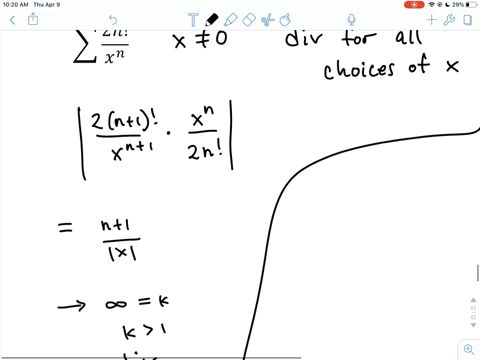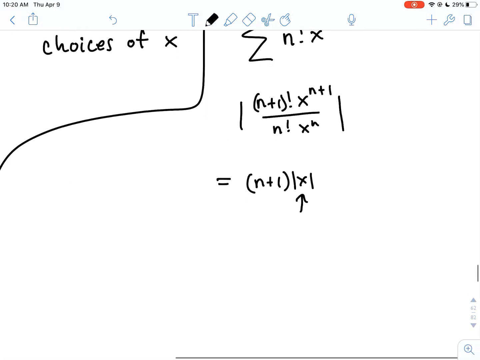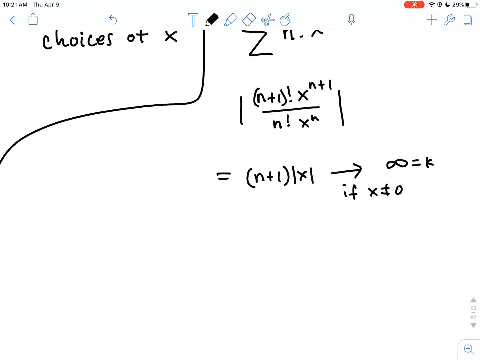x can be 0 in this case. It's different from the case over here, where it was in a denominator. So x could be 0. Let's assume it's not 0 though for now. So this will approach infinity if x is not 0. This is our k, and k is more than 1. So the series diverges if x is not 0.